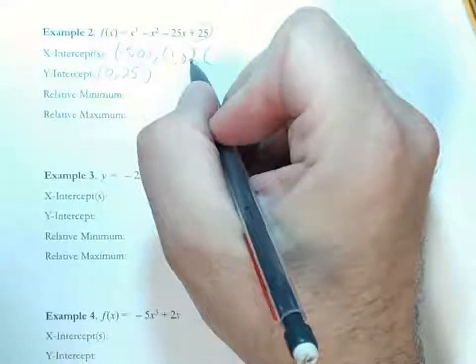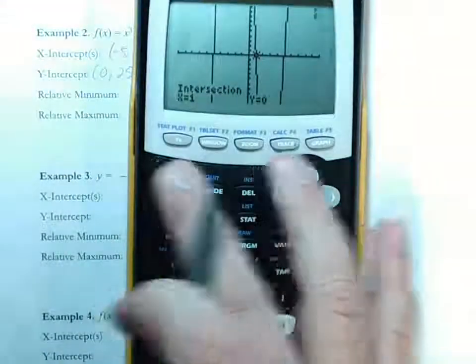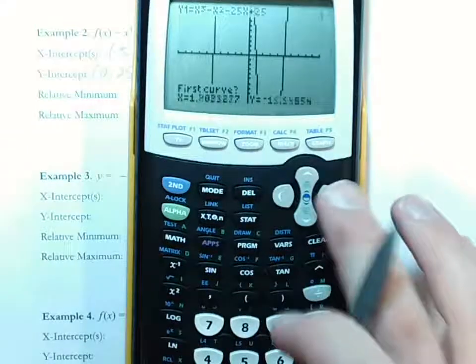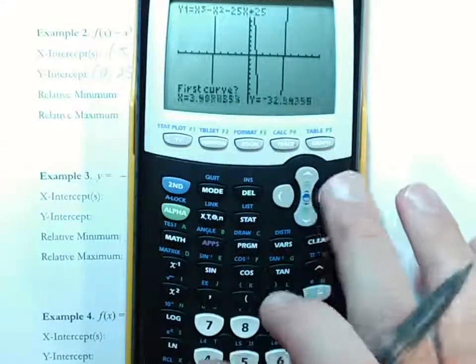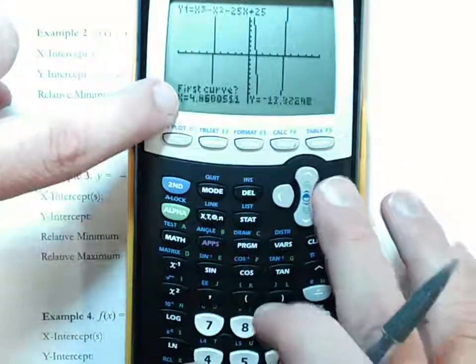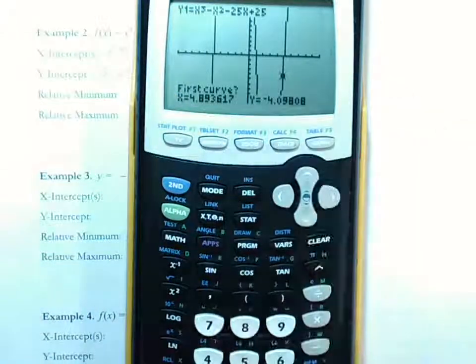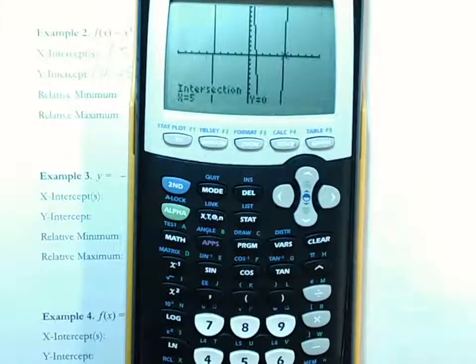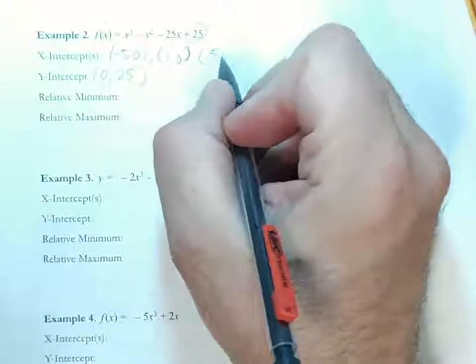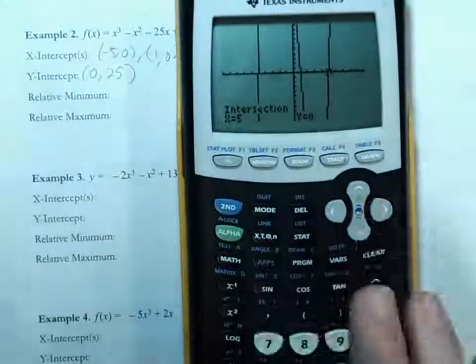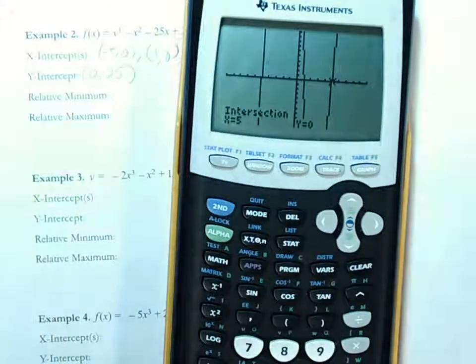And last but not least, second trace 5. Arrow over to the last one, which is about 5. I'm looking here. Am I at 5 yet? Pretty close. There's my blinky cursor. Just got to be near it. I got 5, 0. So that was awesome. Now let's try our minimum and our maximum.